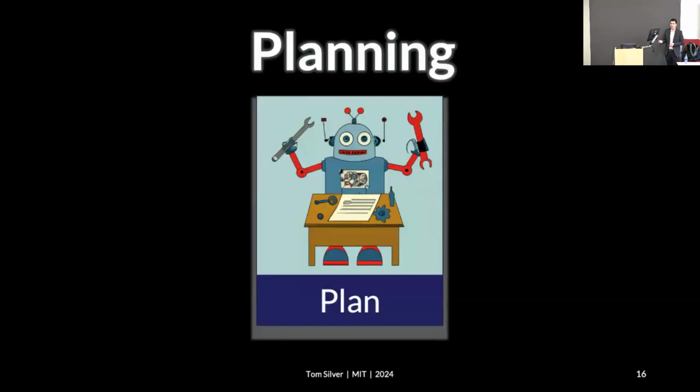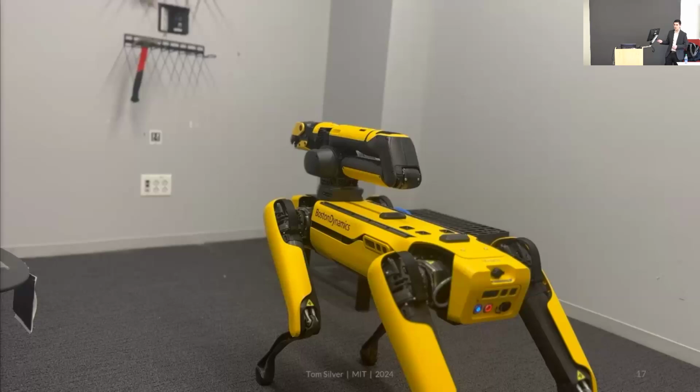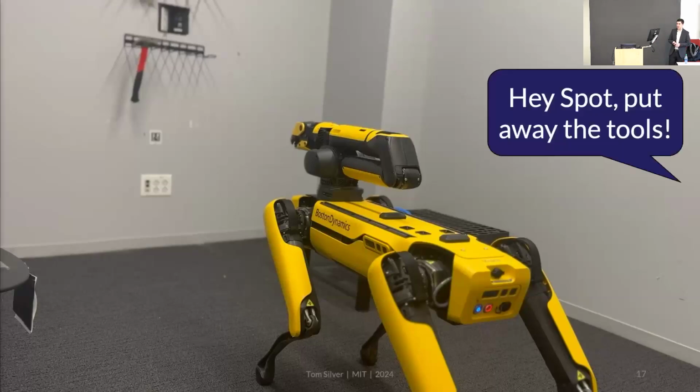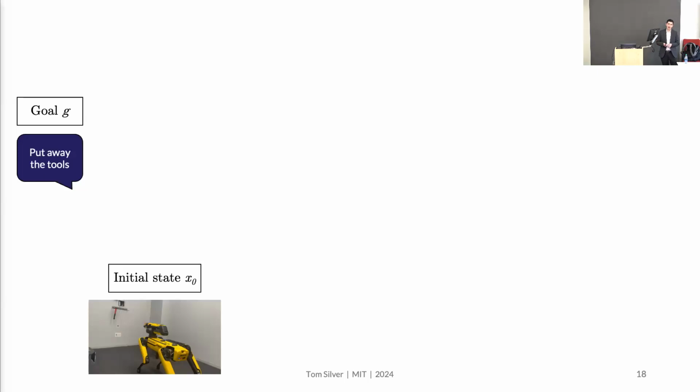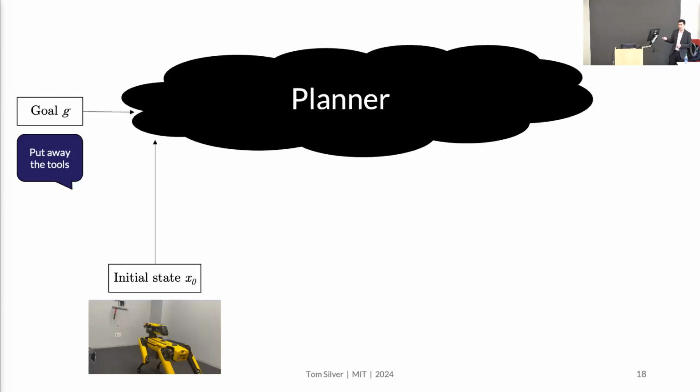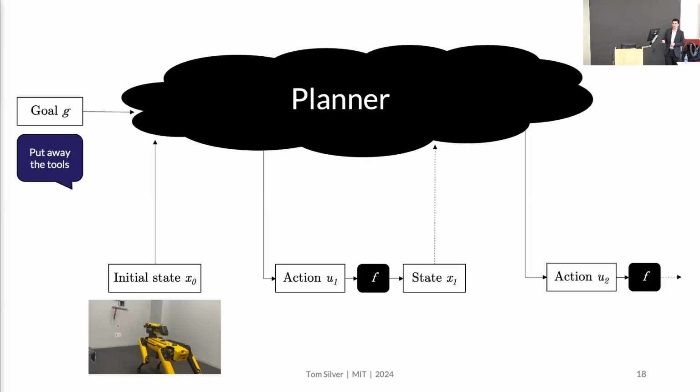So let's jump in and let me start by describing what exactly I mean by planning for the purpose of this talk. So at the end of the day, we're going to have a robot like Spot Robot, and we're going to give it a goal like, hey, Spot, put away the tools. And so we'll have some initial state and we'll have some goal. And we somehow want to have a planner that's capable of sequencing together these actions that will eventually achieve the goal. And the question is, what's actually going to be going on inside this planner?